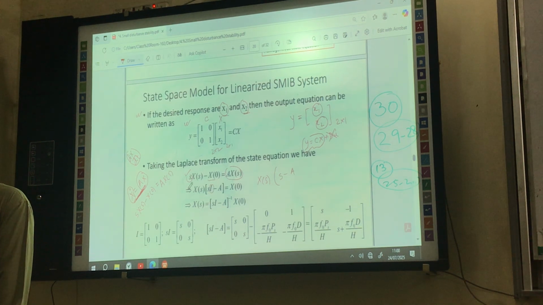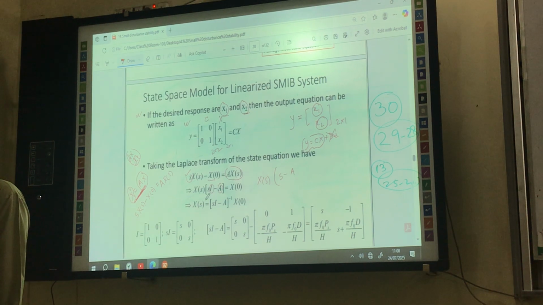Exactly. So s is actually a scalar, right? But this A is a matrix, and for this case, our A is a 2 by 2 matrix, right? So s is scalar. Somehow we have to match the size of these two terms so that we can subtract, right? That's why we have multiplied I. I means the identity matrix, and the size of the I will be exactly the same as the A. Okay, so it will also be a 2 by 2 matrix.